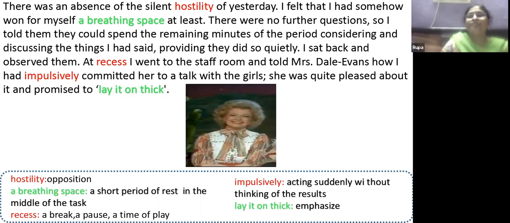I sat back and observed them. At recess, I went to the staff room and told Mrs. Dale Evans how I had impulsively committed her to a talk with the girls. So now, when the children were having the discussion, and he gave them the permission to have the discussion, and he told them to do it very calmly without making a lot of noise, what did he do? He sat back and he was just observing the children. And after the period was over, it was a break time, children. Recess means it's a break, a pause, a time of play, like the short break we have. So it was a break time.